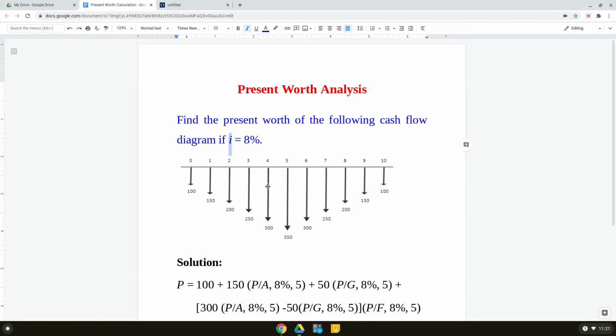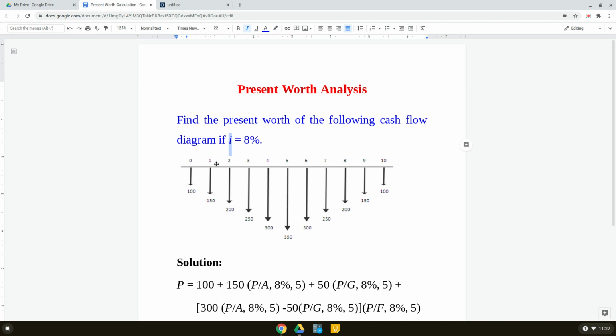So it's a very easy problem actually. Not much information is given in the problem statement. All we know is the interest rate, which is 8%, and then we have this cash flow diagram. So first of all, if you look at this cash flow diagram, there are 10 time periods. They can be years, months, weeks, quarters, depending on the context of the problem, right?